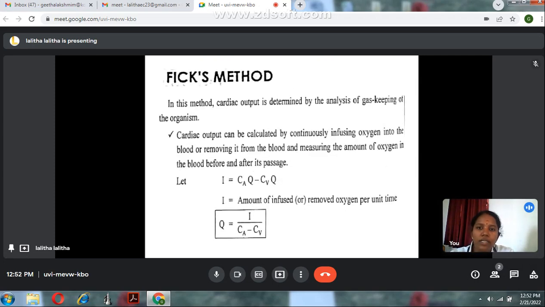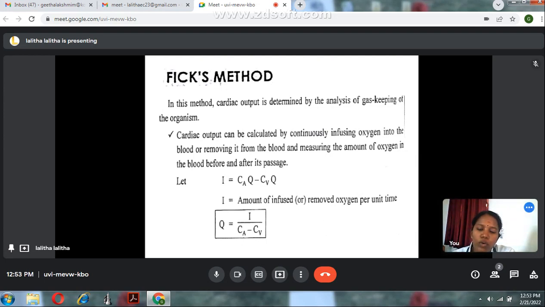Next, the Fick method. The Fick method is another cardiac output measurement method. In this method, cardiac output is determined by the analysis of gas exchange of the organism. So here the cardiac output can be calculated by continuously infusing oxygen into the blood or removing it from the blood, and measuring the amount of oxygen in the blood before and after its passage. So I is equal to CAQ minus CVQ. This is the formula to calculate the amount of oxygen removed per unit time. So I is the removed oxygen per unit time.